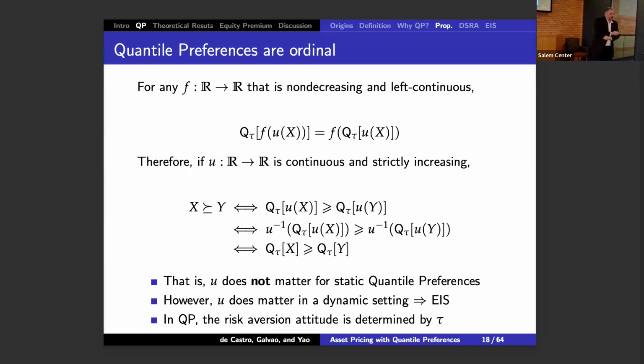Now remember the cake eating problem? The utility defines how you define the cake. Now it has the same property, nothing to do with risk aversion, because risk aversion disappeared. But how fast you eat the cake, which is determined by the elasticity of intertemporal substitution, has exactly the same role that it has in the non-risk-averse case. So this means that in the dynamic setting, you will determine the elasticity of intertemporal substitution here.